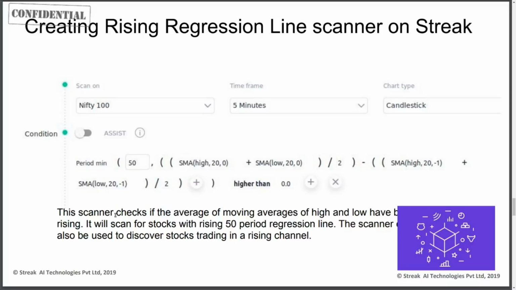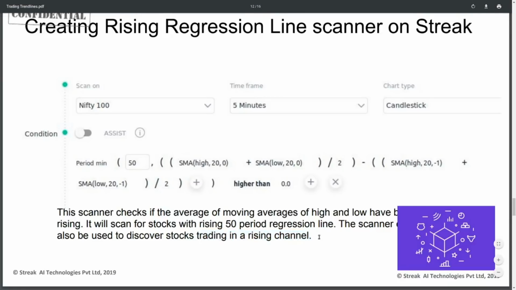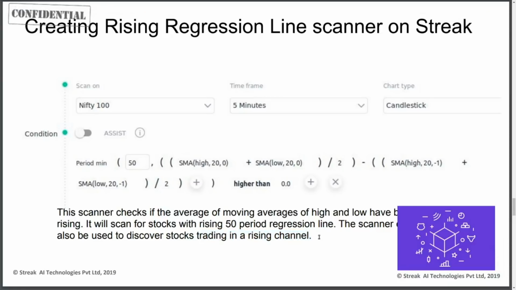Okay, so again, keep in mind this is an approximation. The scanner checks if the moving average of highs and lows, SMA high and SMA low, both are rising. Now this rising period is checked for 50 candles, so that's why it's a rising 50 period regression line. And then the scanner can also be used to discover stocks trading in a rising channel. Let's quickly see how to create this, and then let's check it in chart.